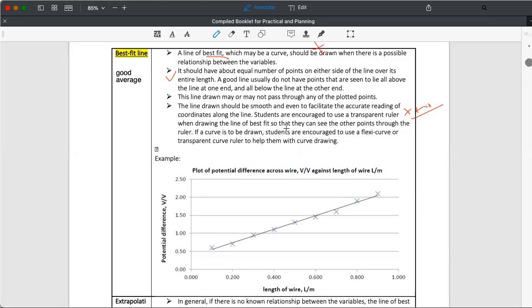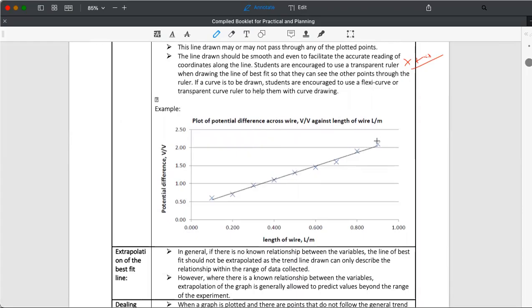So I will encourage you to use a ruler that's transparent, okay? Not the metal ruler, a transparent ruler. So that when you draw a line of best fit, you can also see whether there is an equal number of points on either side of the line. If you draw a curve, you should use a flexi curve or a transparent curve ruler.